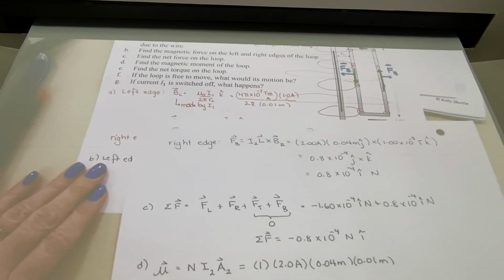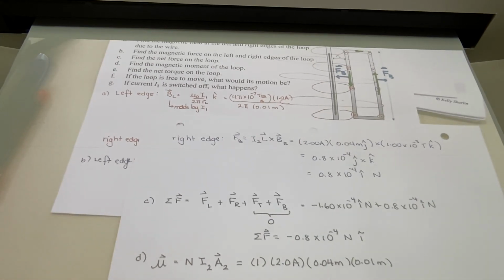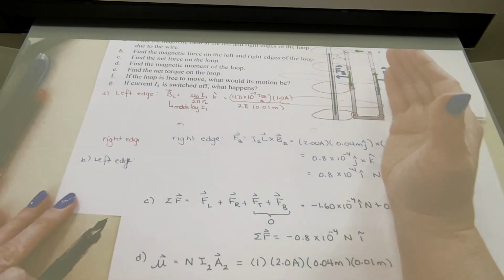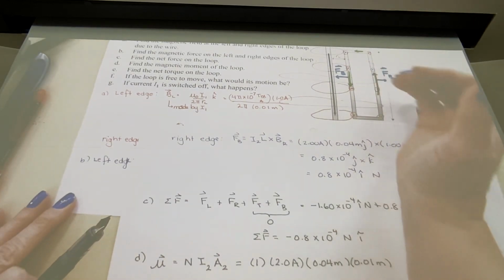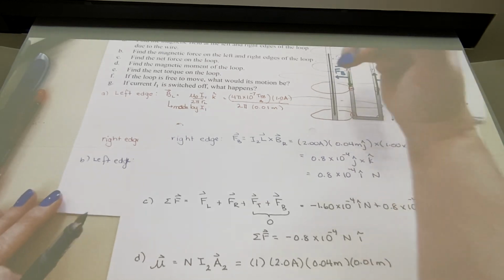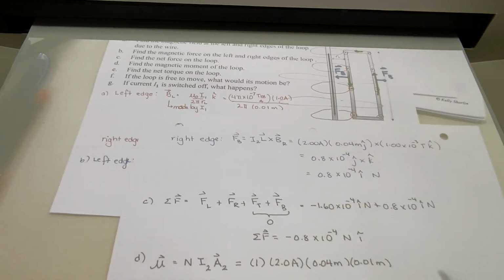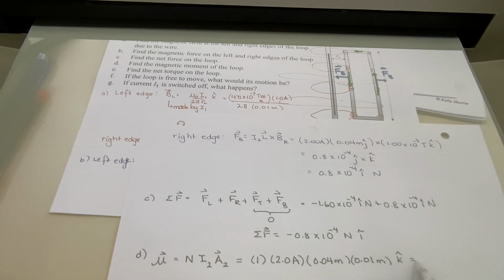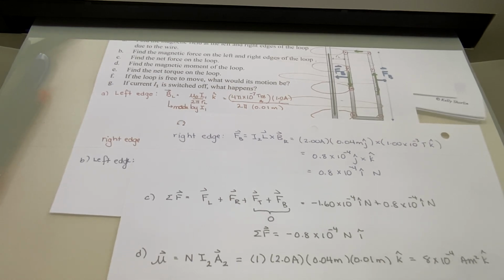The direction, here we have to remember how we find direction of magnetic moment. You make a circle with your fingers that match your current. Your stuck out thumb is your magnetic moment. So your stuck out thumb points out, so that's in the k direction. So our magnetic moment is 8 times 10 to the minus 4 amps times meters squared. So there's our magnetic moment.